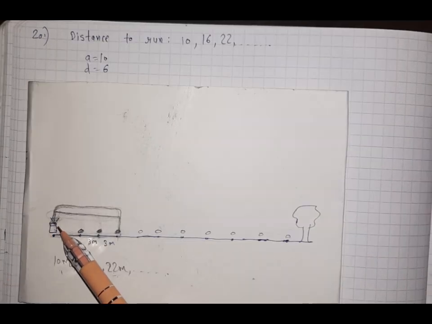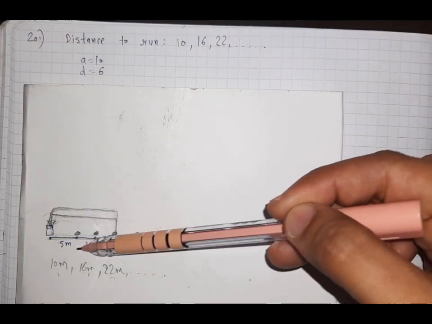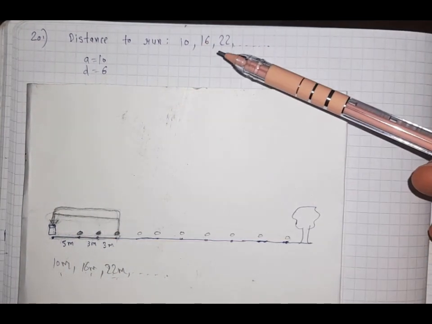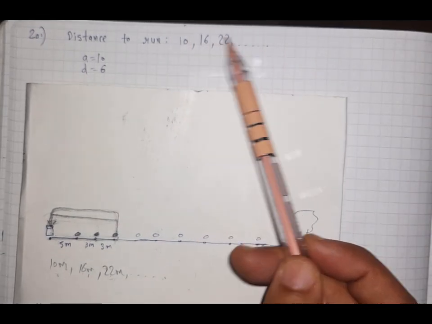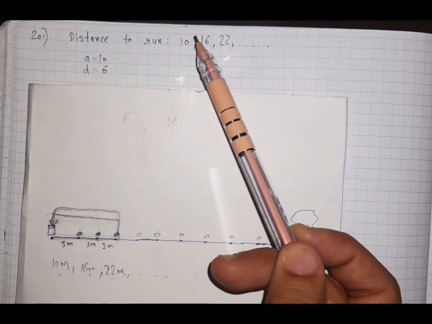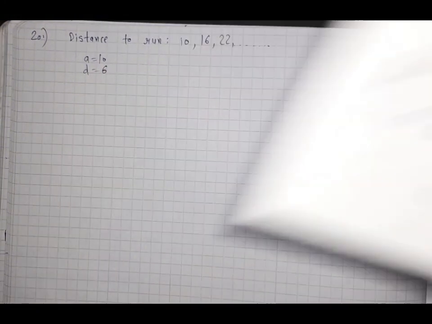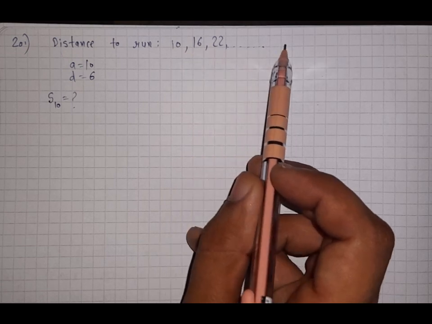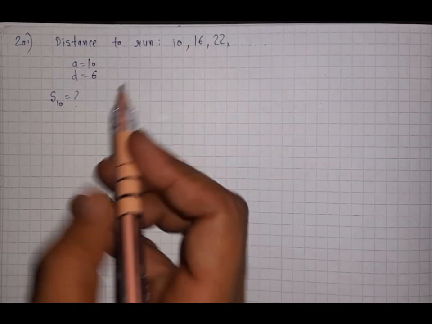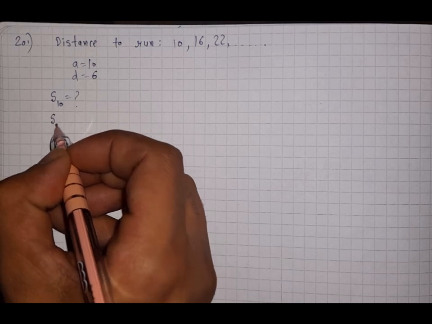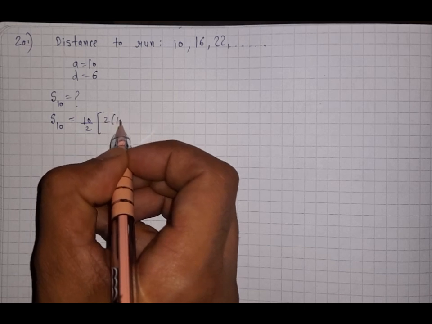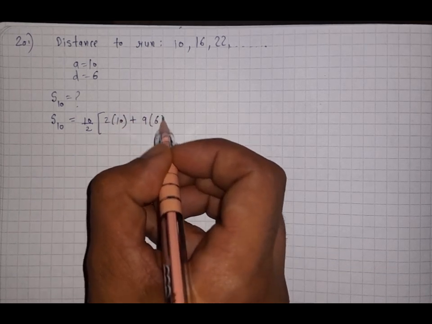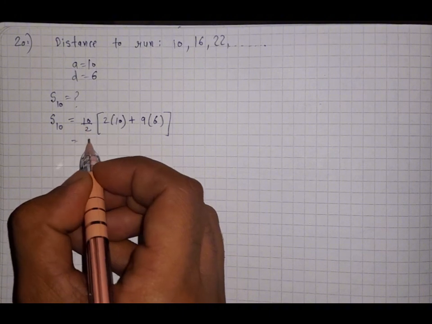Now the distance run by the competitor to pick up the potato and drop it back to the bucket is 10 for the first potato, 16 for the second potato, 22 for the third potato, and so on. So it's clearly visible that it forms an AP with first term 10 and common difference 6. That is, we need to find the sum of this distance till the 10th potato, that is S10. Now Sn equals n upon 2 into 2a plus (n minus 1) into d. So S10 equals 10 upon 2 into 2a plus (10 minus 1) into d. d is 6. Here 10 upon 2 equals 5.